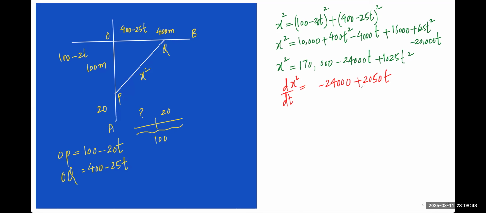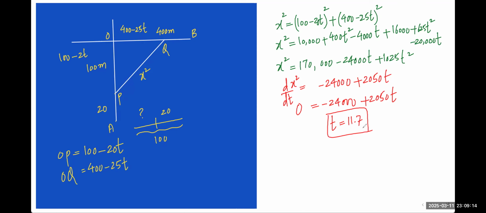And find the shortest distance between the car and the train so that the car passes. So, applying the maxima-minima rule, taking this derivative equal to 0, we get minus 24,000 plus 2050t equals 0, and we'll get the value of t here equal to around 11.7. This minus value will go to the other side and the multiplying terms come to the denominator. This is the time.